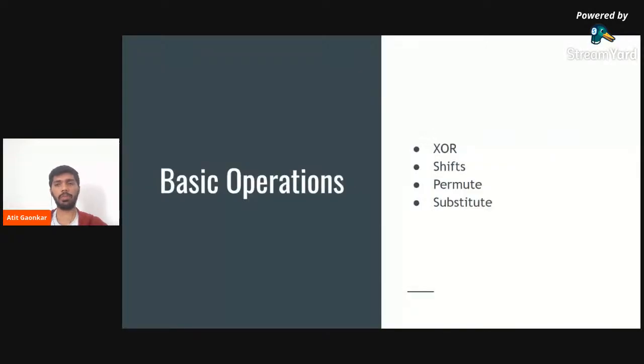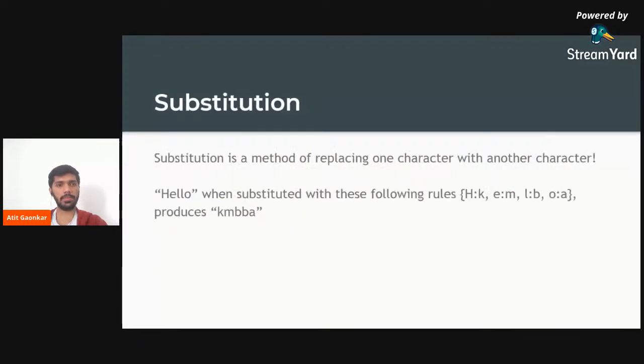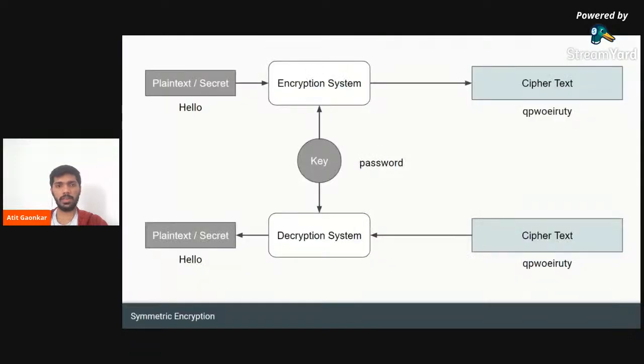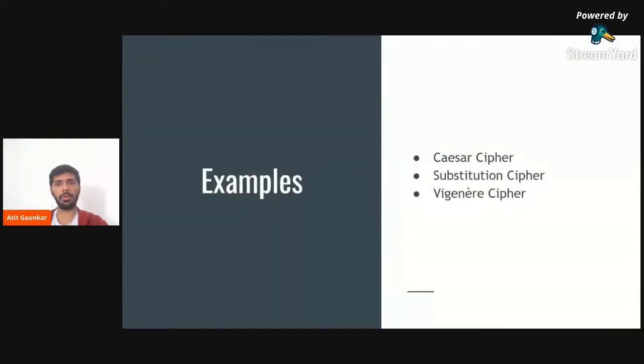From the previous 2 days, I would say the basic operations of cryptography are a little bit more important than the rest of the stuff. You should know these 4 operations pretty much all the time. If anyone asks you what is a XOR or shifts, you should be able to tell it. Then we went with types of encryption, symmetric and asymmetric encryption. Proceeding forward, we did a little bit of Caesar cipher, substitution cipher, and Vigenere cipher.